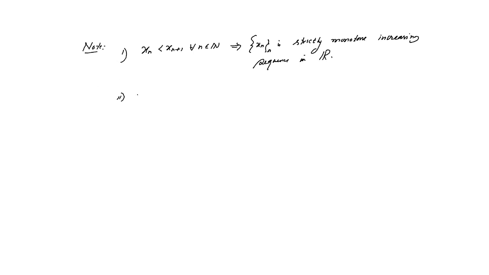Whereas, if we see xn greater than xn plus 1 for all n belongs to natural number, then we can conclude the sequence xn is strictly monotone decreasing sequence.